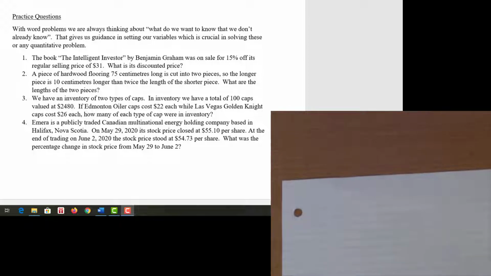Question number 4. Emera, a publicly traded Canadian multinational energy holding company based in Halifax, Nova Scotia. On May the 29th, 2020, its stock price closed at $55.10. At the end of trading on June 2nd, 2020, the stock price stood at $54.73. What was the percentage change in stock from May 29th to June the 2nd? All right, so we have a formula for that. Oh, what the heck was that formula?